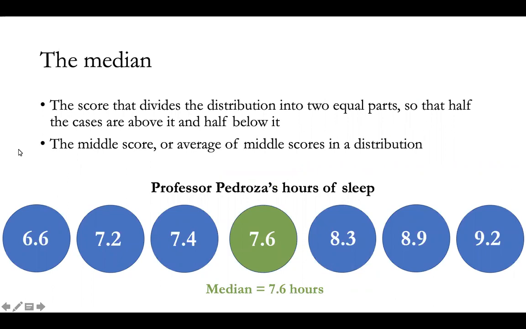So let's talk about the median now. In order to get the median, you line up scores from lowest to highest. So here's fictional data: Professor Pedrosa's hours of sleep, from 6.6 up to 9.2. To get the median, you do need to line it up in order, so you can see each number is bigger than the last. And you look for the middle spot. Here it's 7.6. It's the middle score.